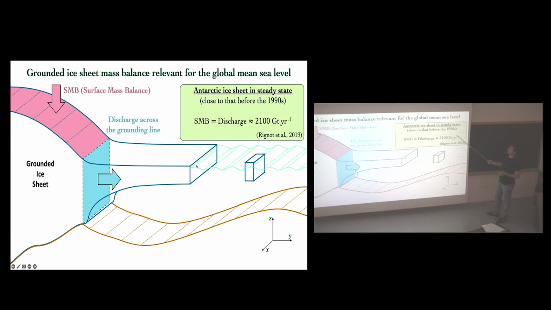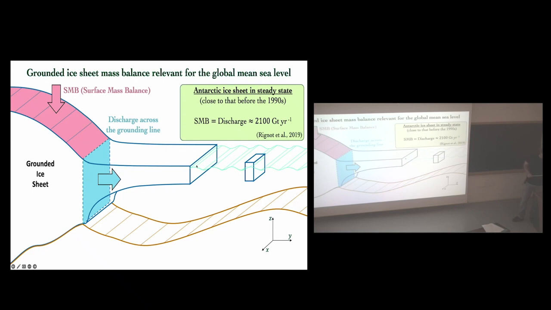Typically, in an approximate steady state that would resemble the years before the 90s, you would have a surface mass balance. Surface mass balance, I probably have to define this. Surface mass balance is the net mass flux at the surface of the ice sheet. So it's mostly snowfall in Antarctica with a little bit of sublimation and sometimes runoff coming from melt, but it's mostly snow accumulation. In steady state, you have approximately 2,100 gigatons per year that accumulate over the grounded ice sheet, and you have the same amount that goes through the grounding line. And then there is no sea level rise from this.